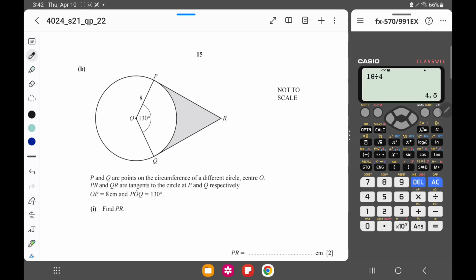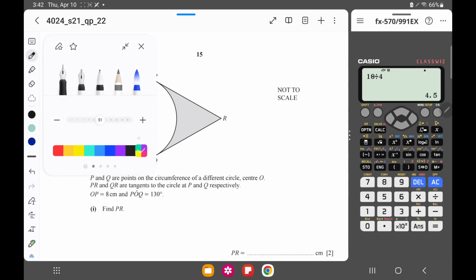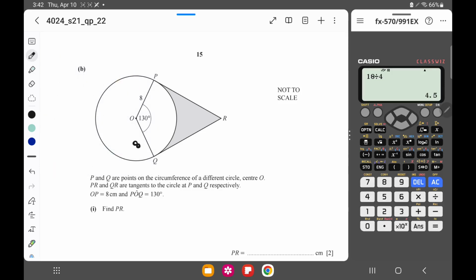If we look at the diagram, the radius is 8 centimeters, and the radius is also 8 centimeters on this side. Whenever a tangent is drawn, you know that the angle between the radius and the tangent is always 90 degrees. Then PR is required. It means this value is required.